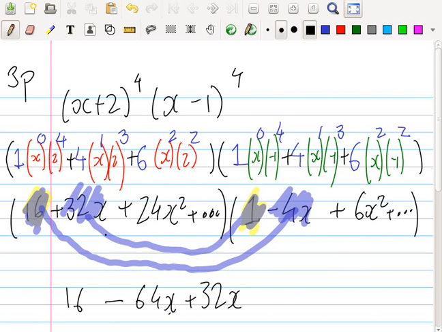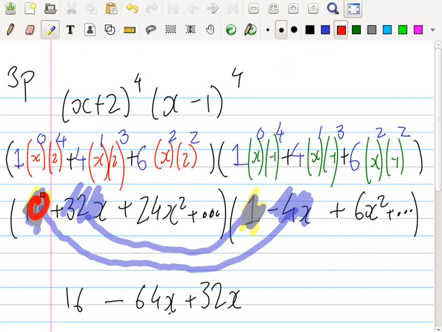Listen. I don't want anybody writing. I want everybody looking up and listening carefully, okay? Firstly, to get the 16, I just did 16 multiplied by 1 because they're the only things that don't have an x in it. Next, I want the things that multiply to make x. So 16 times 4x will make, well, with a minus, 64x. And then 32x times 1 will make the 32 here. The reason I'm doing these two is because these are the only multiplications that will make an x by itself.